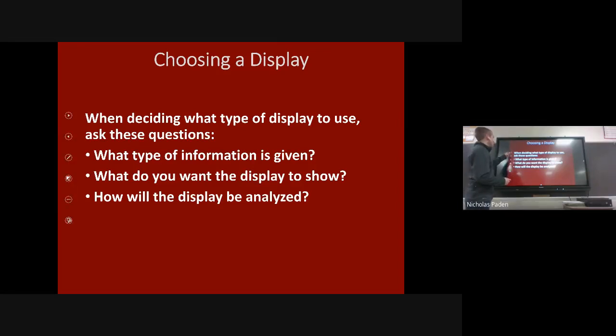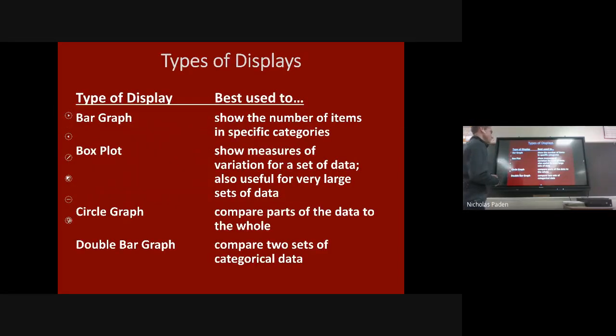So the different types of displays that we're going to be using today, these are the first four. So if we're trying to show the number of items in specific categories, and these categories can be different colors, different pets, different people, different groups of people, we would show a bar graph. So each bar is a different category or a different group, and then we show how many times that occurs.